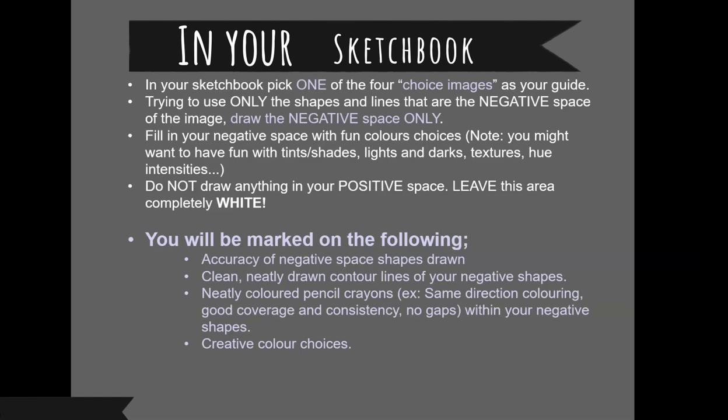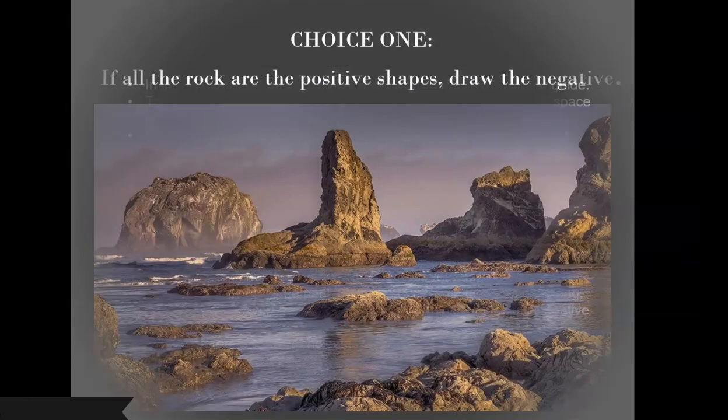You will be marked on the following: accuracy of negative space shapes drawn, clean, neatly drawn contour lines of your negative shapes, neatly colored pencil crayons, so pencil crayons being used in the same direction, good coverage, consistency, no gaps within the negative shapes, and creative color choices.